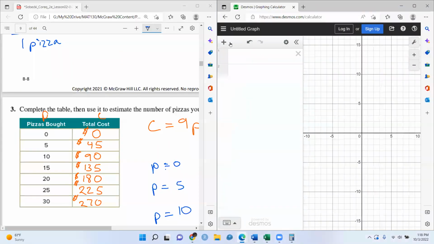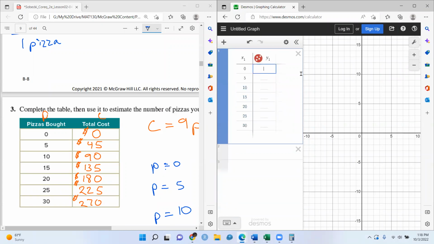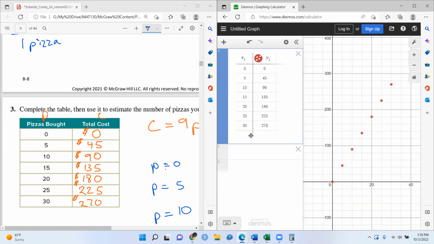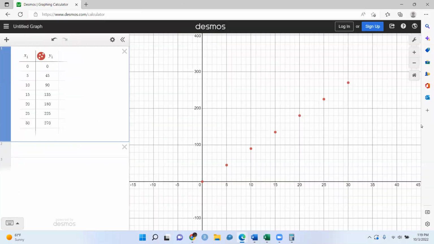Recall that to put a table in, you click the plus sign, you click table, and away you go. 0, 5, 10, 15, 20, 25, 30. 0, 45, 90, 135, 180, 225, 270. I'm going to pause and give you a second to get that in. And let's make sure we all have essentially the same screen. I'll make this large. Y'all let me know when you've got that typed in.